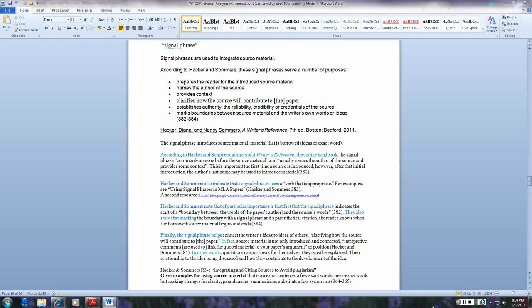When we borrow material, we always credit it. We credit it by introducing it with a signal phrase and providing a page number. And additionally, we provide a bibliographical citation, which is what we're going to look at next.